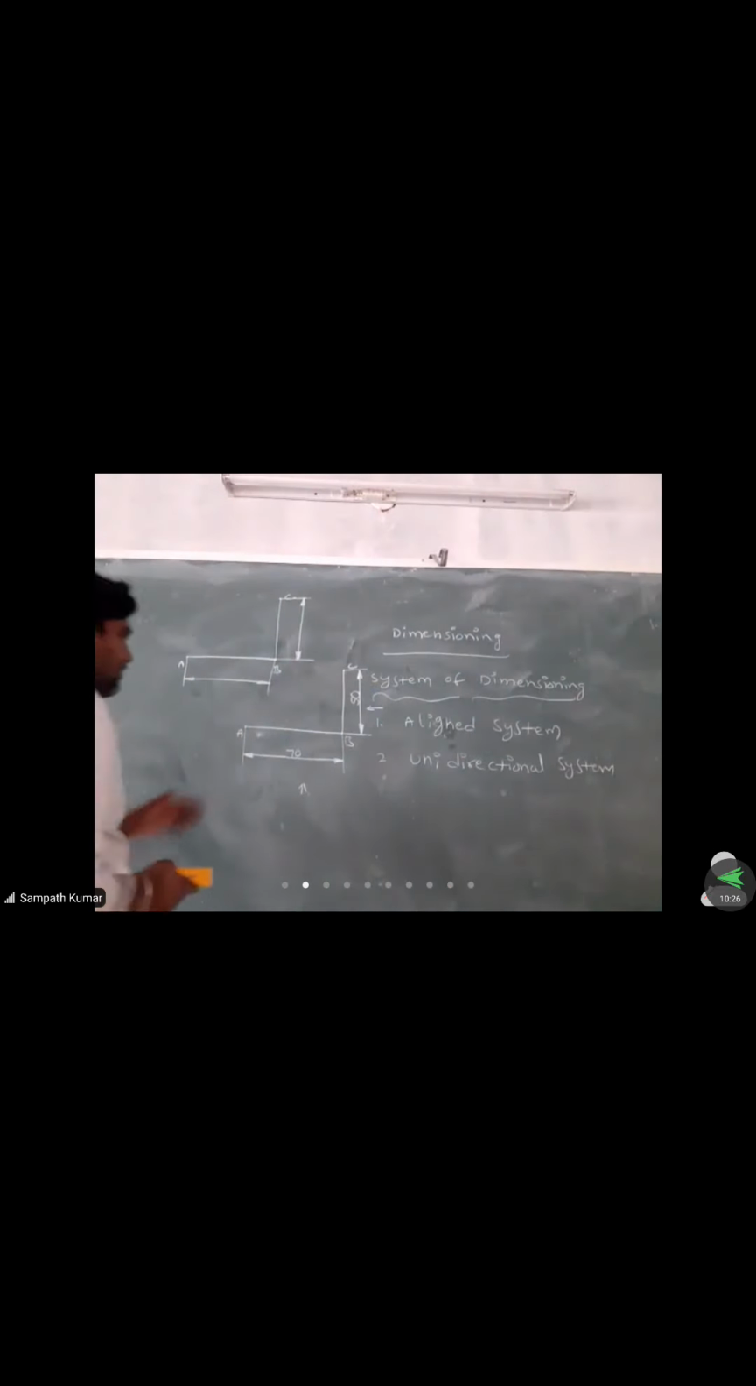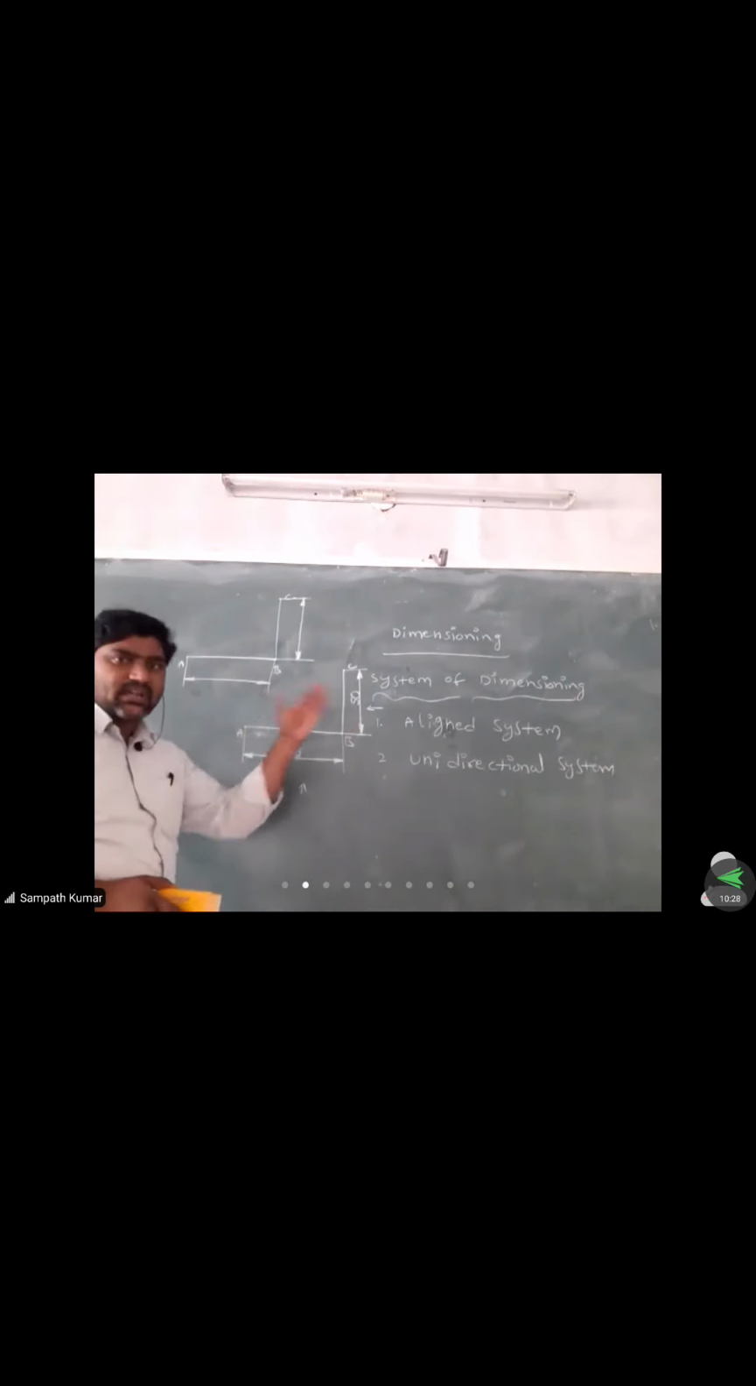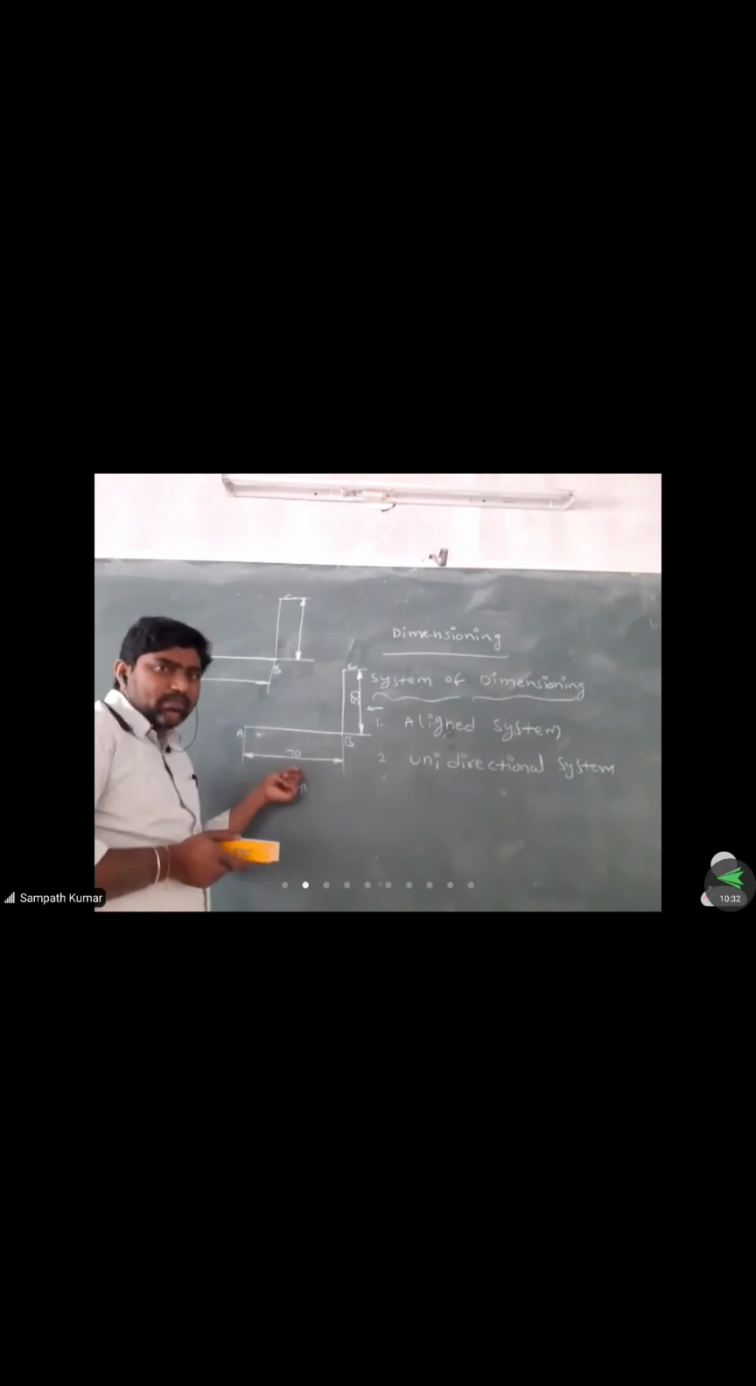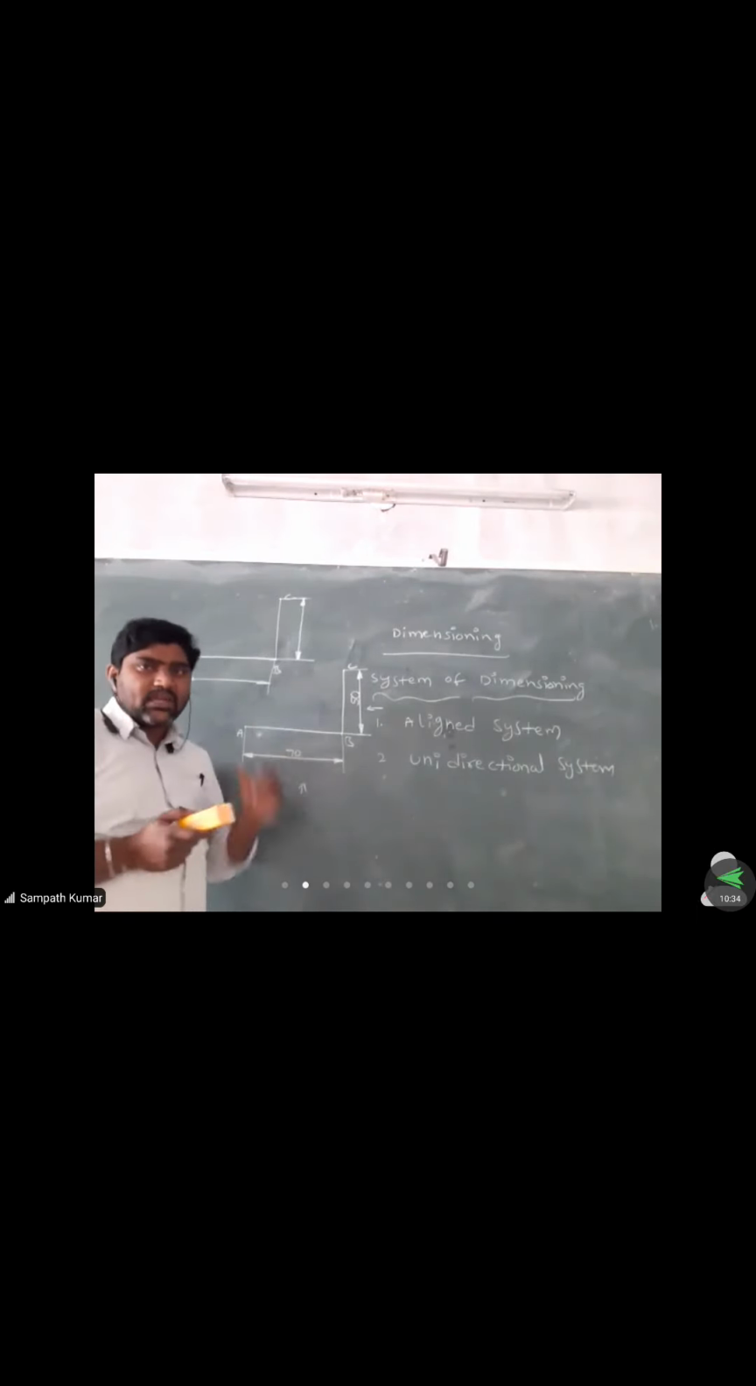Okay. What is the difference between unidirectional system and aligned system? In this one, the dimension line does not break. Then the value must be above the dimension.